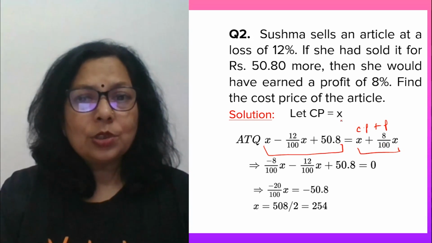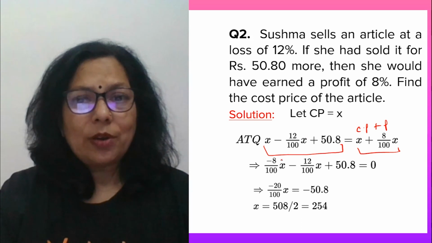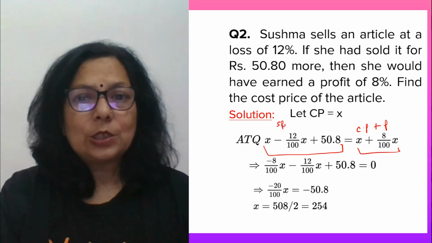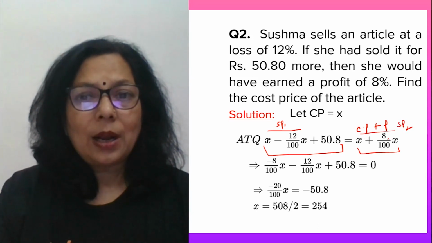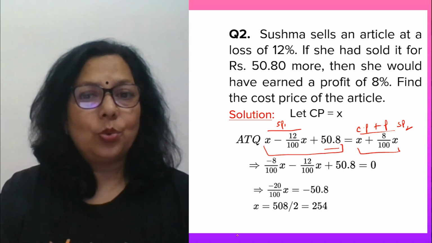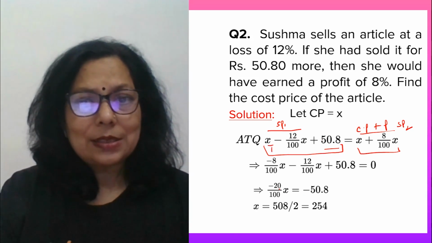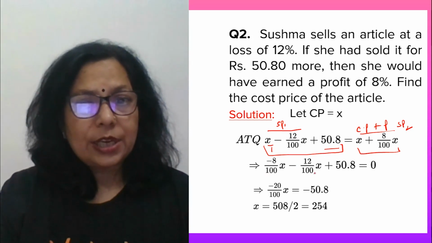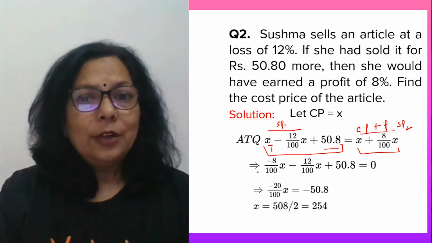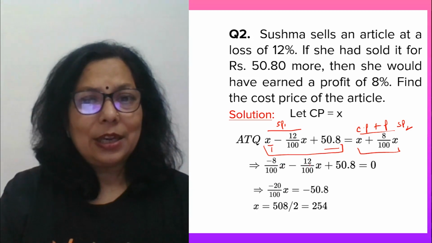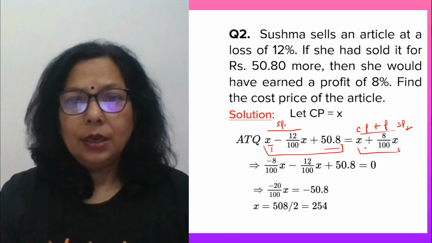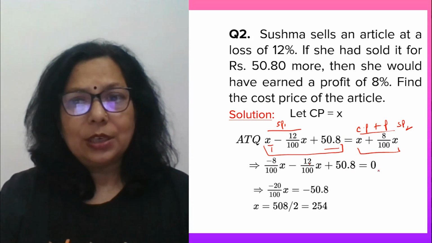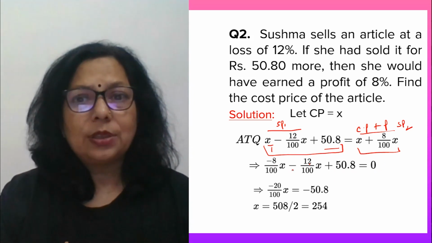So if x was your CP, x minus 12 upon 100 x, this was SP1. This x plus 8 upon 100 x is SP2. But when will it come? When 50.8 is added to it. So when you solve, taking this as LCM, first change them into equal denominators. So when you subtract them, minus 8 minus 12, what does it give you? Minus 20 plus 50.8 is equal to, you have brought this whole expression on this side.